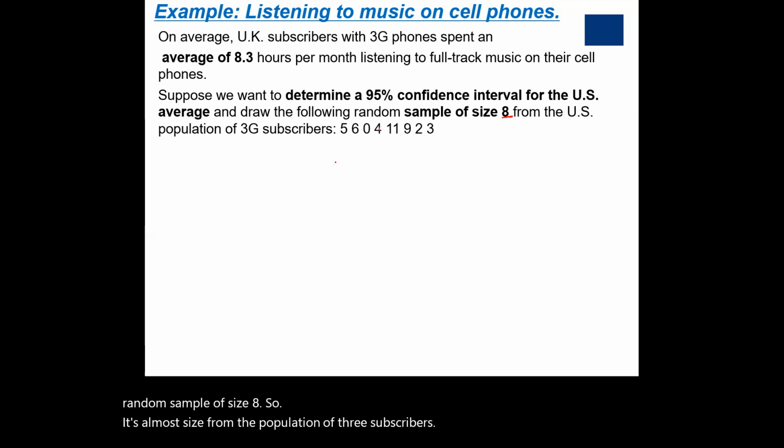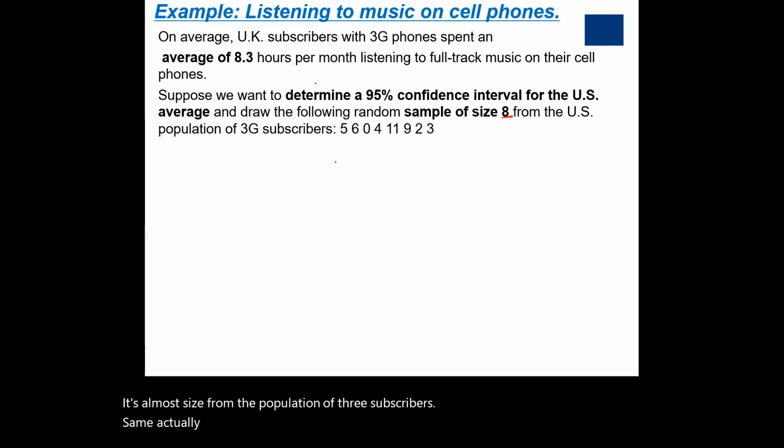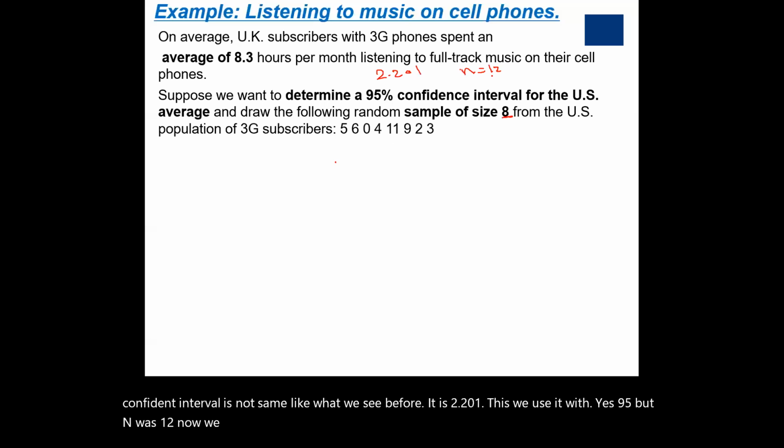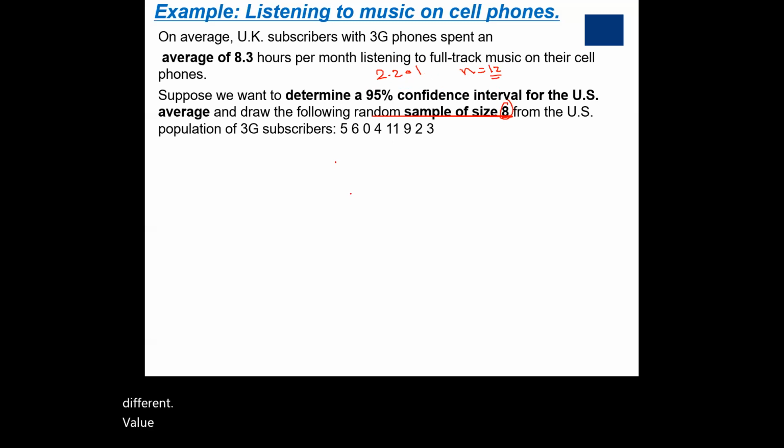Here, sigma is unknown. So we need to construct a 95% confidence interval. This 95% confidence interval is not the same as what we saw before. It is 2.201. This we use with 95%, but n was 12. Now we have a different n. N here is 8. So definitely we are going to get a different value of t star.